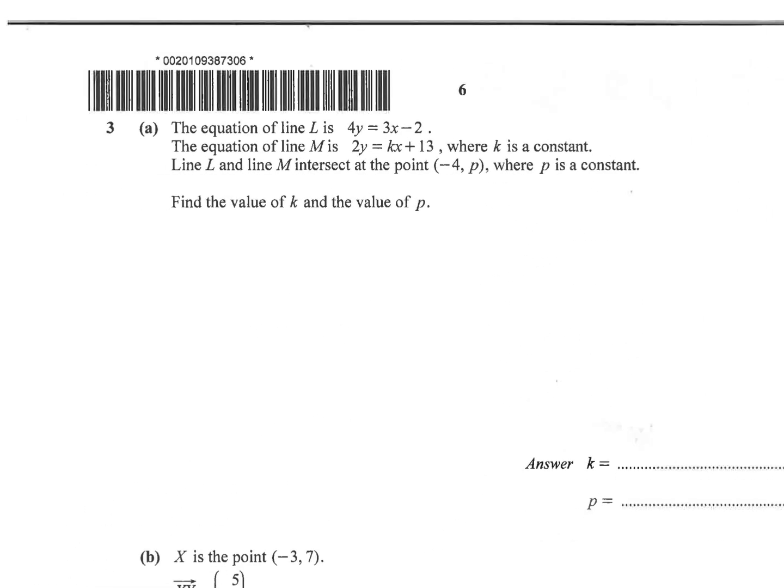Matrices, I'm not going through. Okay, this one, question 3. Equation. I have a line L. They say the equation of this line L is this. Okay, example. Then I have another line M. They say the equation of this line is this. So both of them intersect at this point, minus 4p. So you can see that that point lies on both the line.